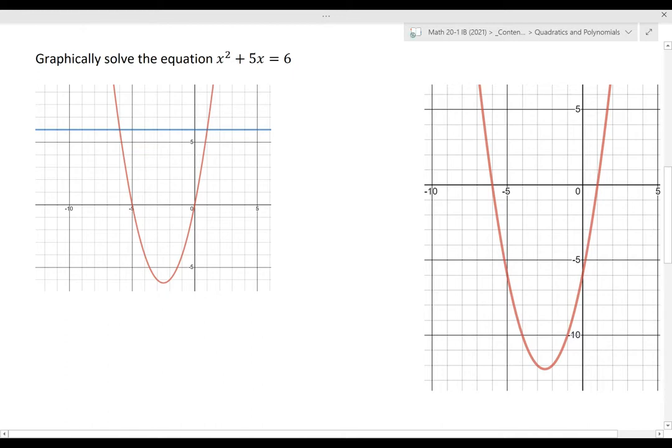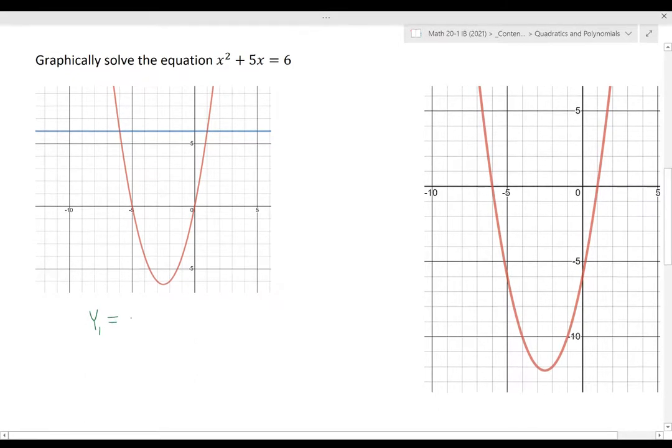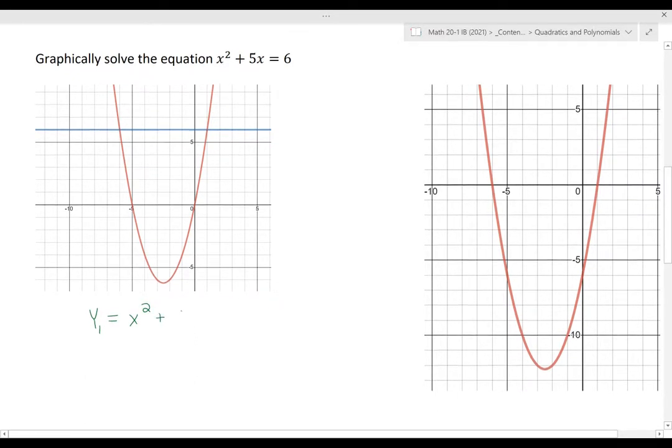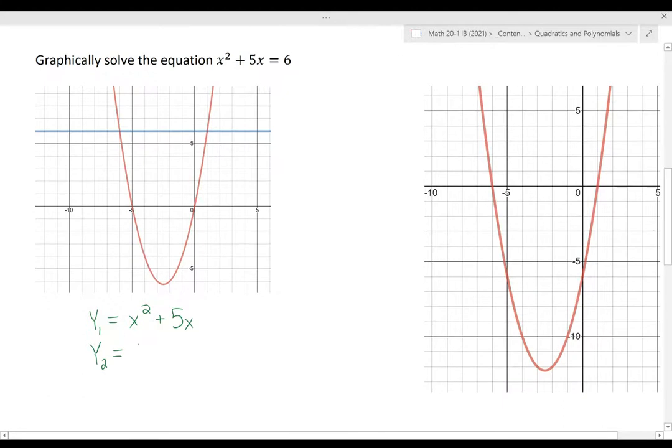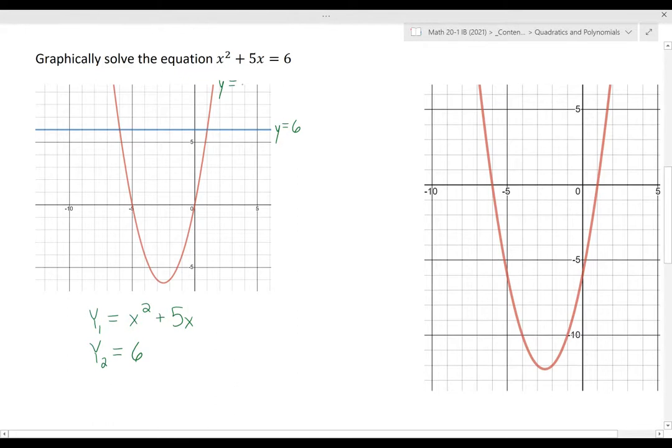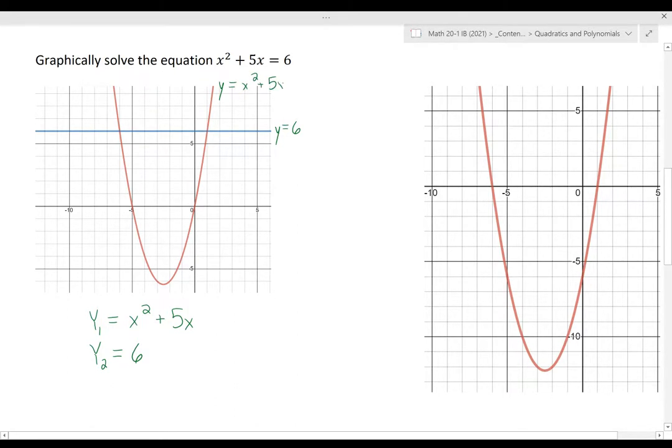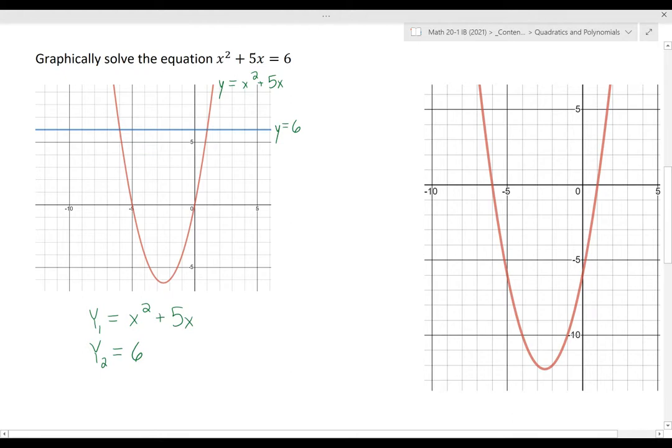There are two different graphs here because I can approach this in two different ways. One would be to consider that there are two functions related to this equation. The left-hand side of the equation can be the first function, y1 equals x squared plus 5x. And the second function is just y2 equals 6. That's this horizontal line, y equals 6. And the parabola that's drawn here is y equals x squared plus 5x. So I've got two different functions. Essentially, I turn this single equation into a system of equations. Now, I'm not interested at all in the value of y. I know actually, because one of the equations is very simply y equals 6.